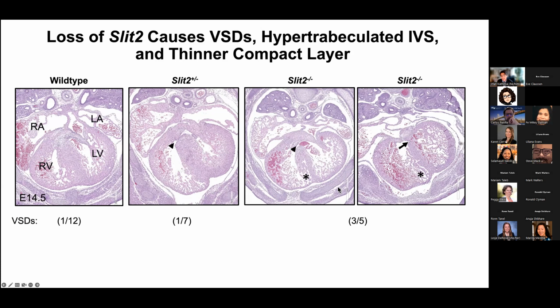In homozygous animals, we saw an increased incidence of both membranous VSDs and muscular VSDs. And we also saw this hypertrabeculated interventricular septum, which is relatively rare. It's not too common in the context of looking at ventricular septal defects in mice to have this sort of hypertrabeculated IVS. But nevertheless, we see that here in the SLT2.